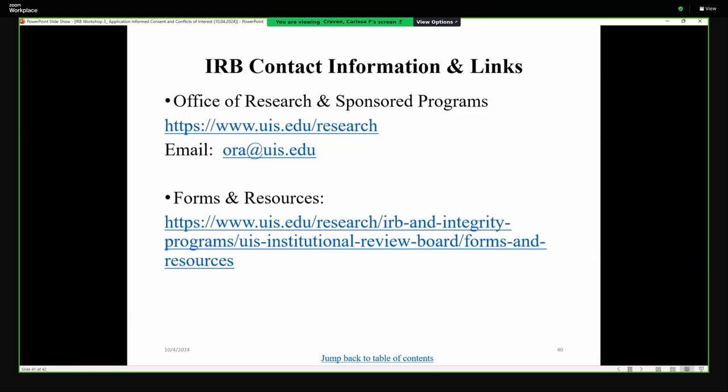Okay. And our contact, you can get in touch with pretty much anybody in our office at the ORA email. Our main UIS website is uis.edu/research, and there are different tabs within that. To get to the forms and resources, go to the IRB section, you click on the forms and resources, and it will get you to lots and lots of documents that you may or may not need.